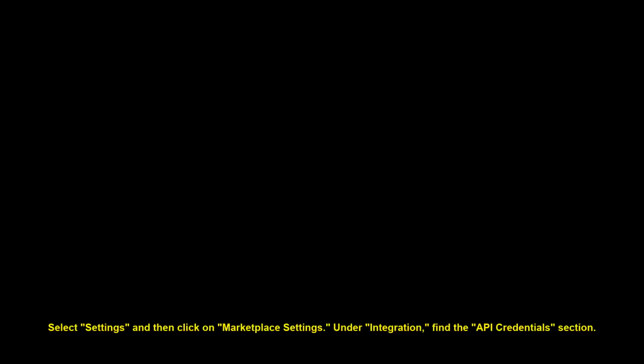Navigate to the Accounts section from the main dashboard. Select Settings and then click on Marketplace Settings. Under Integration, find the API Credentials section. Here, generate your API keys if you haven't done so already. Make sure to securely store these keys as you will need them for automation.